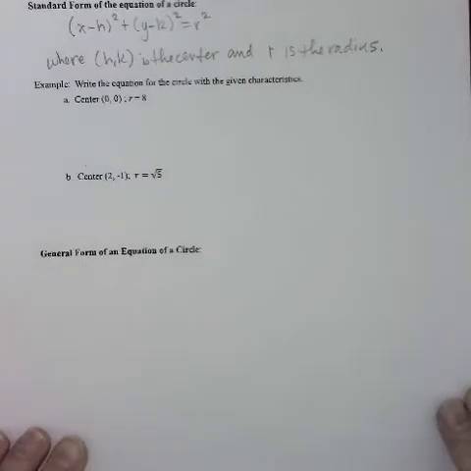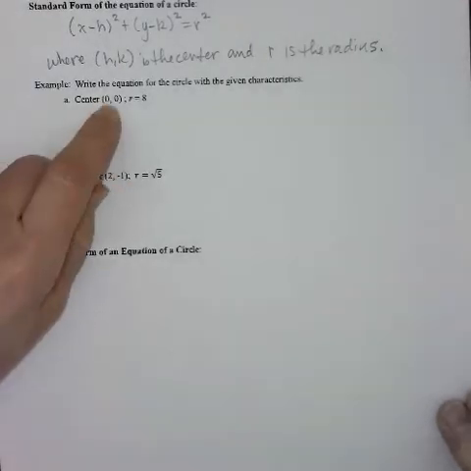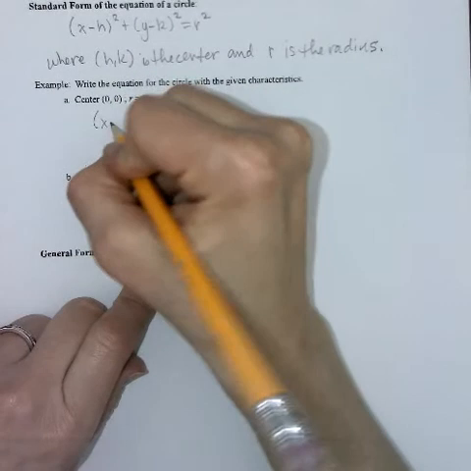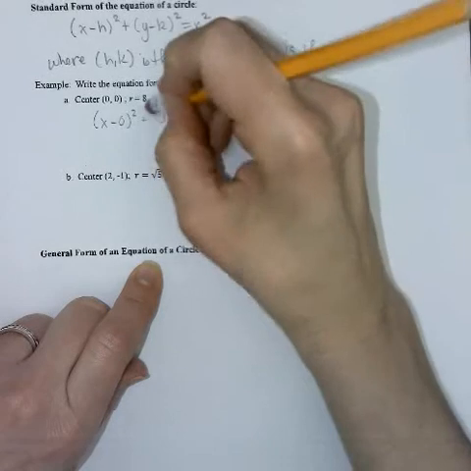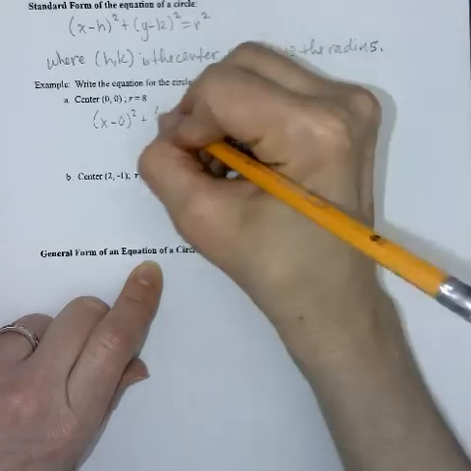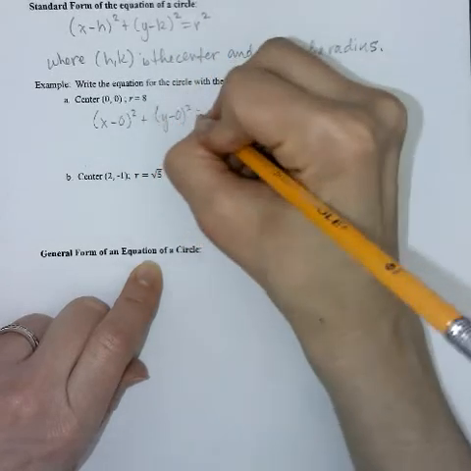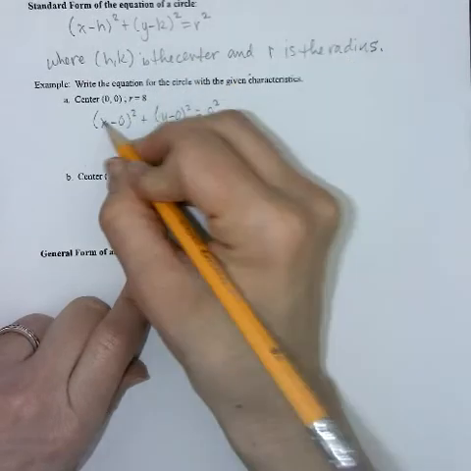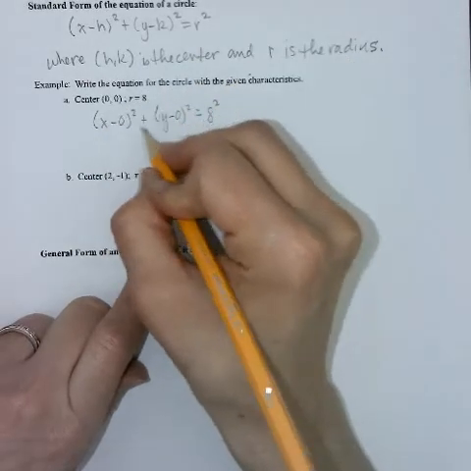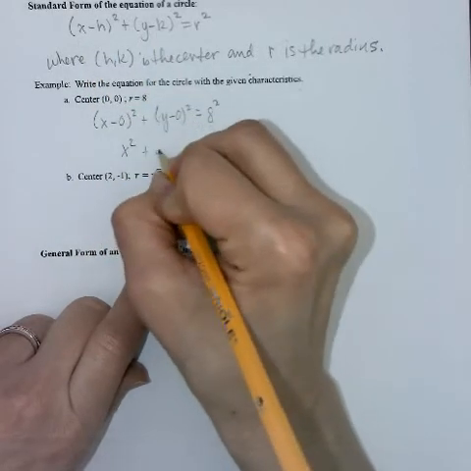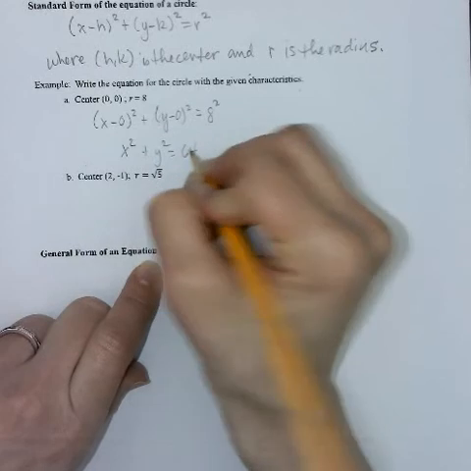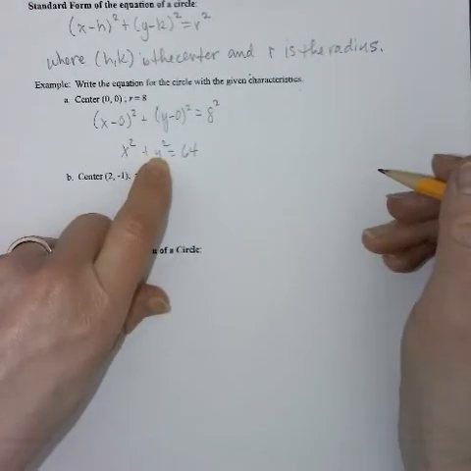So if we know the center and the radius, we should be able to plug those in and find the equation of the circle. So the first one, center is (0, 0). x minus 0 squared plus y minus 0 squared equals, and then r is 8. So when the center is (0, 0), the (x minus h) squared plus (y minus k) squared collapses to x squared plus y squared equals 64. Anytime you have x squared plus y squared, that center is (0, 0).